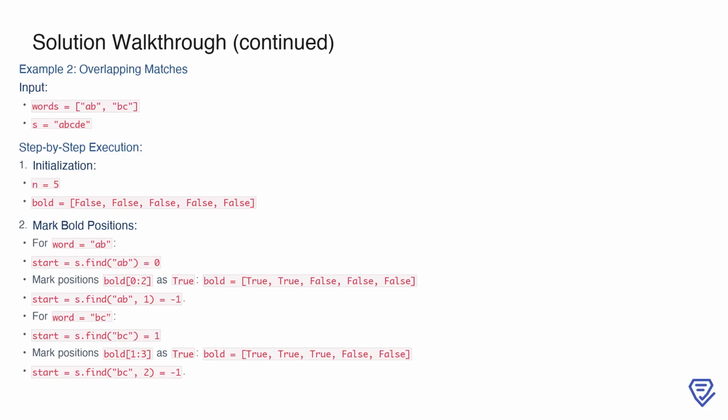Next, we move to the word BC, which starts at index 1. We mark indices 1 to 3 in the bold array as true. Notice that this creates an overlap where both words contribute to bolding the B character. With no further occurrences of these words, the bold array now accurately reflects the positions that need to be bolded.